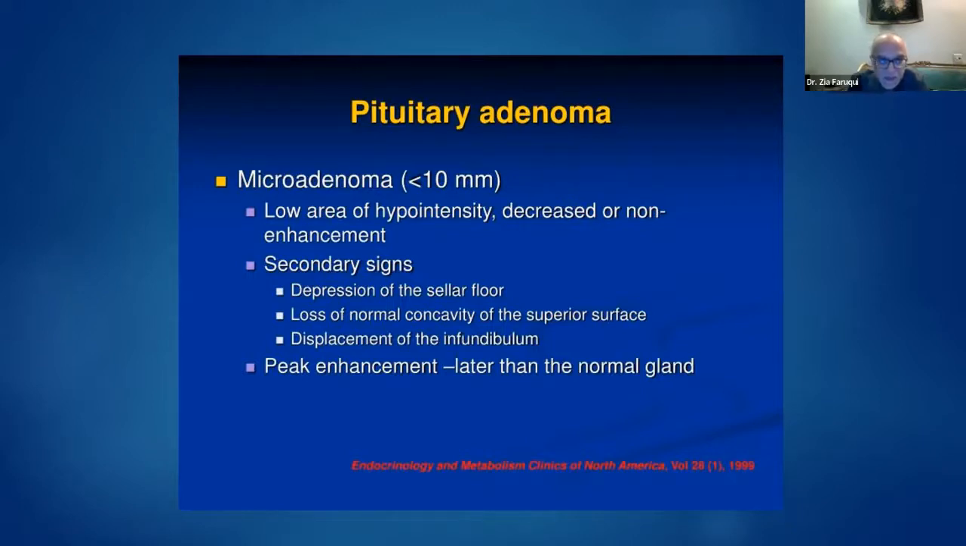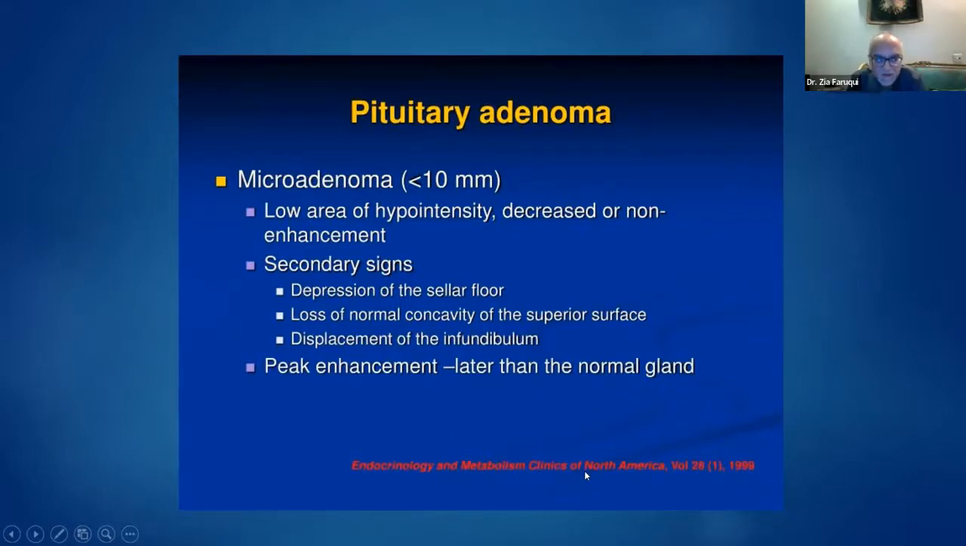So secondary signs may include depression of the sellar floor, loss of the normal concavity, as we saw in that pregnant patient, or displacement of the infundibulum. But again, we can see that pregnant patients may have convex upper surfaces, and up to 46%, as we saw, may have a displaced infundibulum normally.